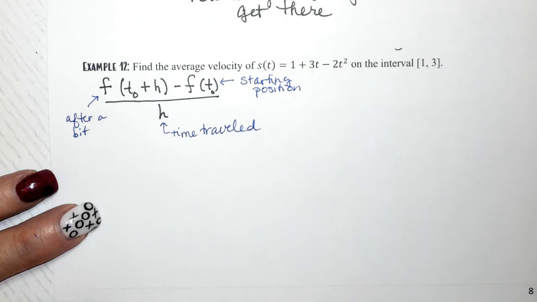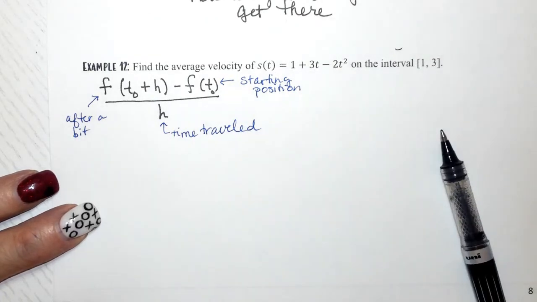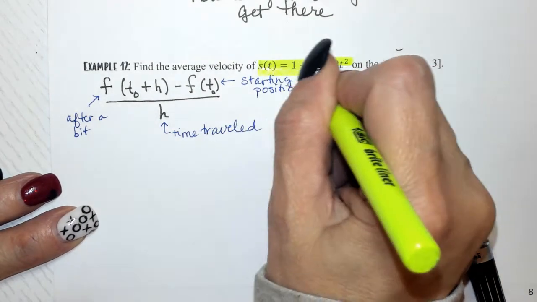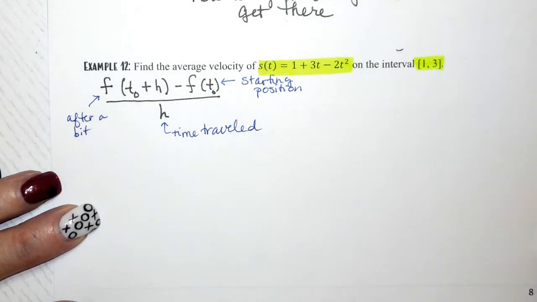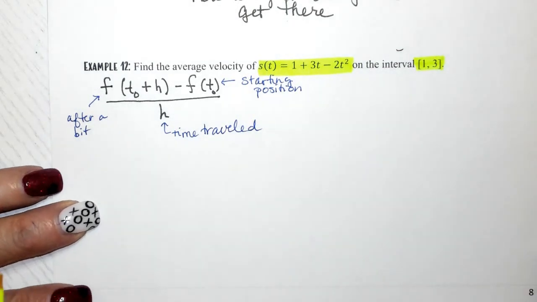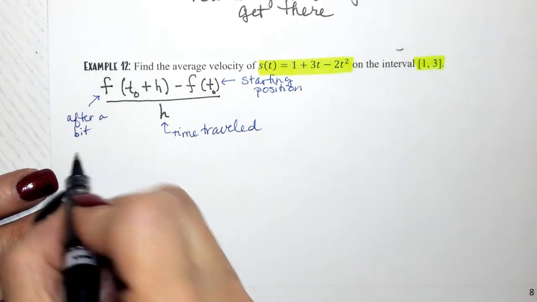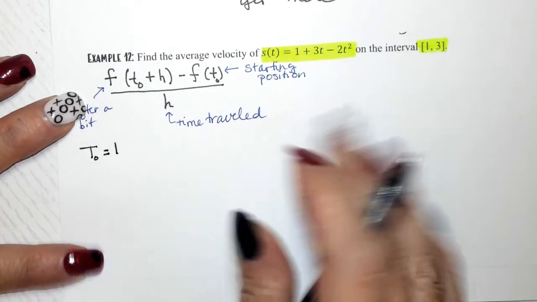All right. So in this particular problem, we've got this function, s of t, right here, and we're doing it over the interval from 1 to 3. Okay? So our starting time is 1 and our ending time is 3. So I'm going to think about it like this. T naught, our starting time, is going to be 1.